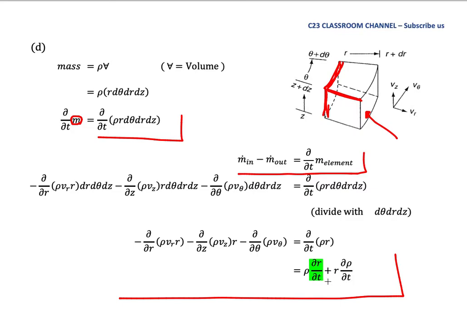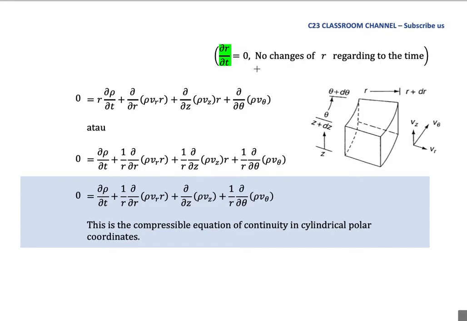Here again, please make sure that you understand the meaning of each equation. For example, dr/dt means the change of radius along time. According to this diagram, the radius is not increasing, so the value of dr/dt is equal to 0. It does not exist, so we need to eliminate it. We eliminate this term because there is no change of r with respect to time. You need to understand the mathematical terms. Then we could simplify it like this. This is the continuity equation for compressible flow.